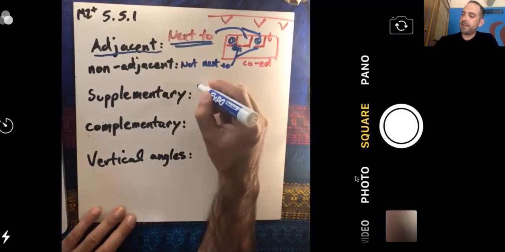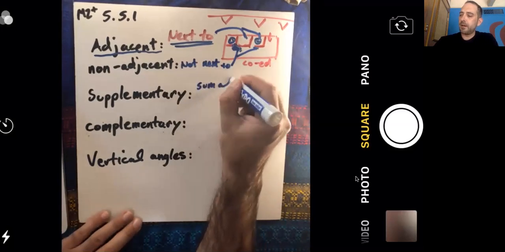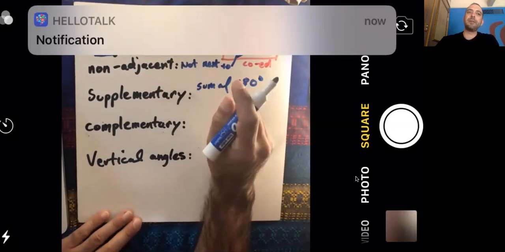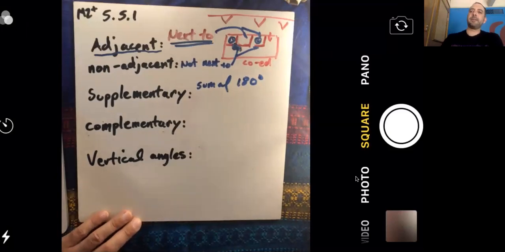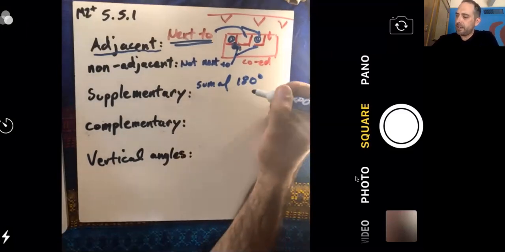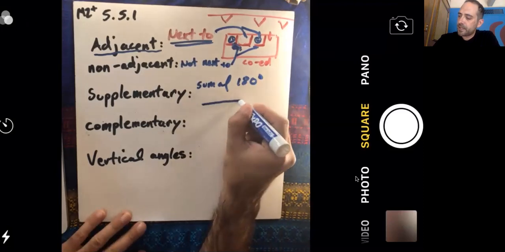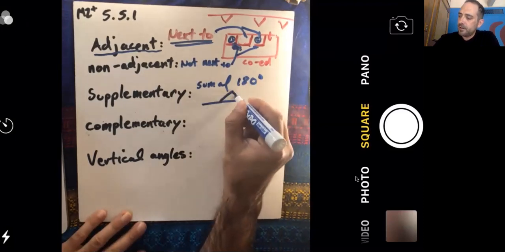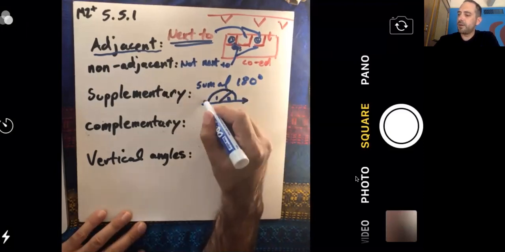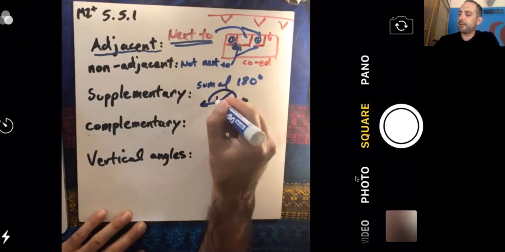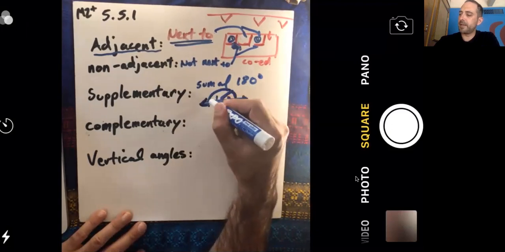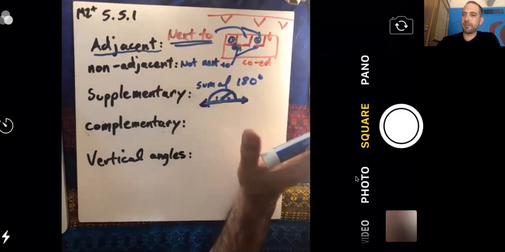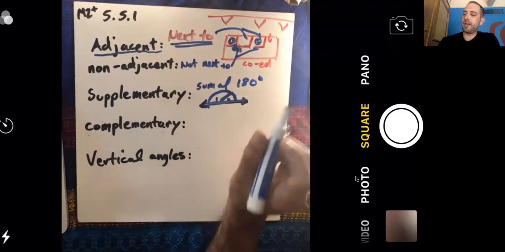Supplementary, remember, has a sum of 180 degrees, okay? All right, so the sum of 180 degrees, we know that just like a book lays flat on the ground, if angle 1 and angle 2 are supplementary, then they make a line. This is called a linear pair, because this angle plus this angle makes 180 degrees. So if angles are supplementary, then they have a sum of 180.